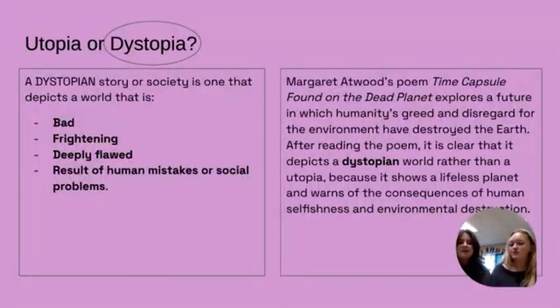Margaret Atwood's poem Time Capsule Found on the Dead Planet explores a future in which humanity's greed and disregard for the environment have destroyed the Earth. After reading the poem, it is clear that it depicts a dystopian world rather than a utopia, because it shows a lifeless planet and warns of the consequences of human selfishness and environmental destruction.